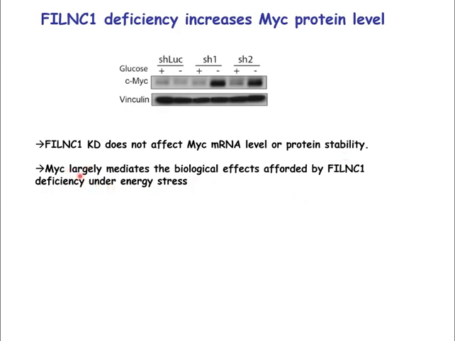I also show that MYC largely mediates the biological effects afforded by FLINK1 deficiency under energy stress conditions. For example, if we knock down MYC in those FLINK1 knockdown cells, we can largely rescue all those phenotypes. So then the question is how FLINK1 regulates MYC level, right?